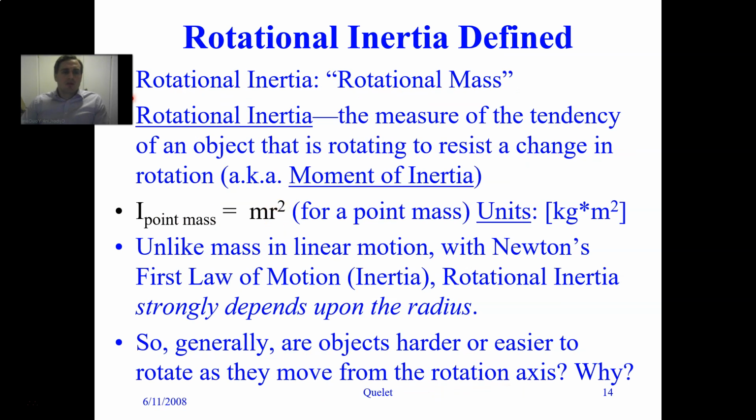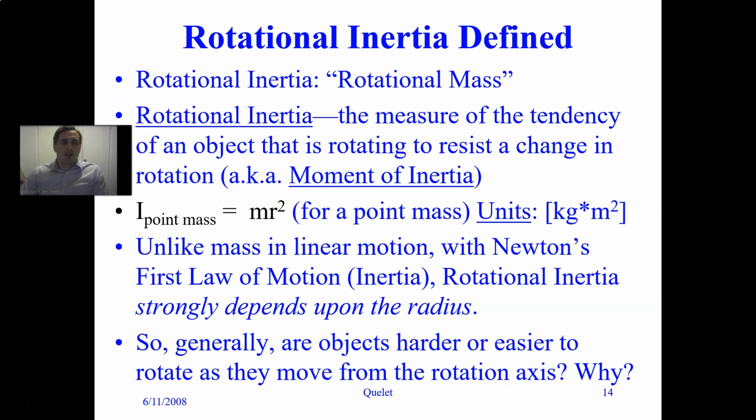So let's study this rotational inertia in greater detail. What is it? Think of it as the rotational mass. In other words, the equivalent of inertia for linear. Now we have rotational inertia. It's the measure of the tendency of an object that is rotating to resist a change in rotation. That's why it's called the moment of inertia. So notice that it's the rotational equivalent of mass.